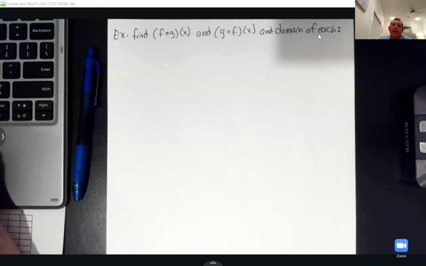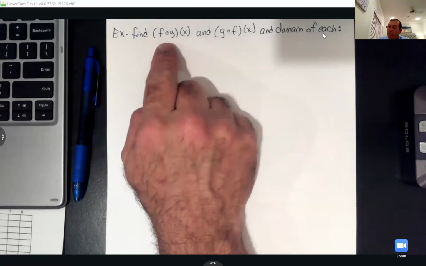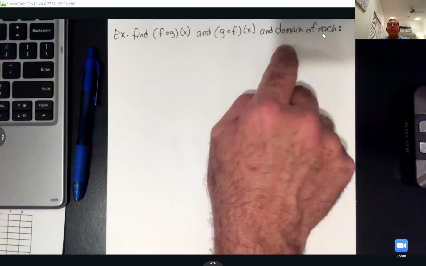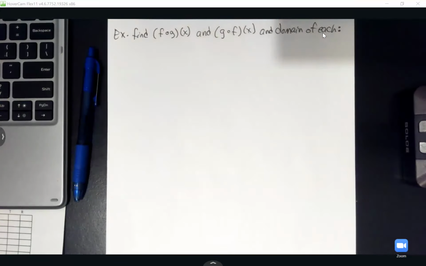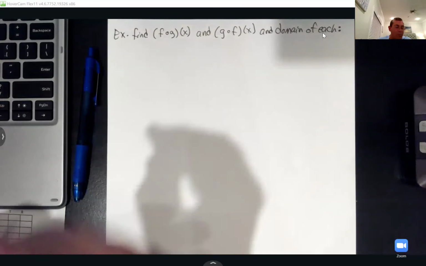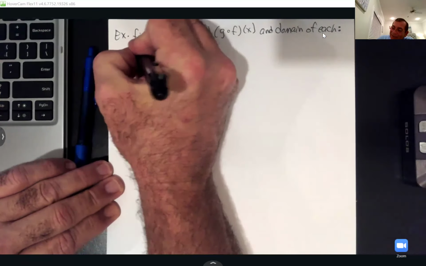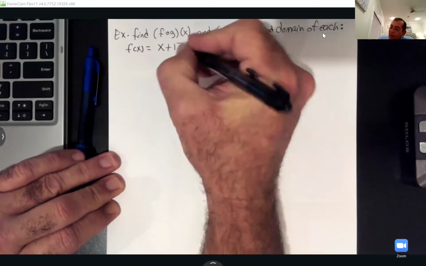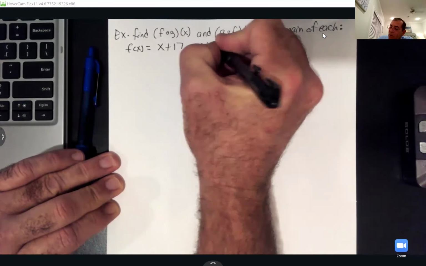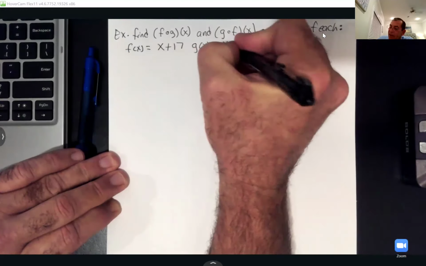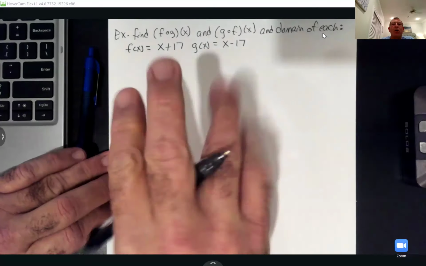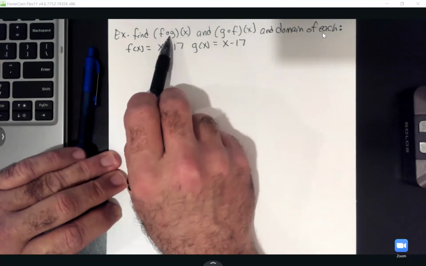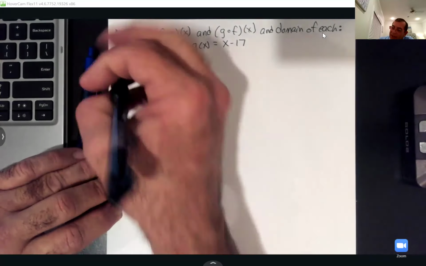Okay, so they're going to give us an f of x and a g of x. We're going to find f compose g, then we'll find g compose f, and then we'll look at the domains of each. So f of x will equal x plus 17. g of x is going to equal x minus 17. So they're starting this out sort of mellow here. So let's start out finding f compose g of x.